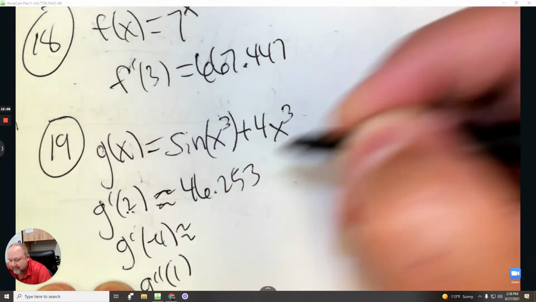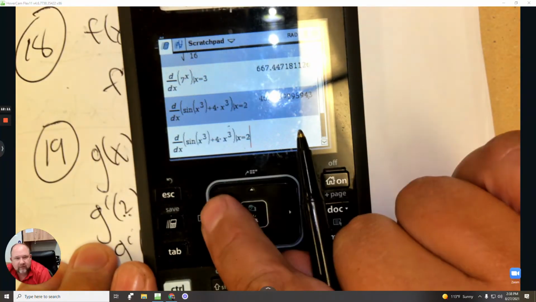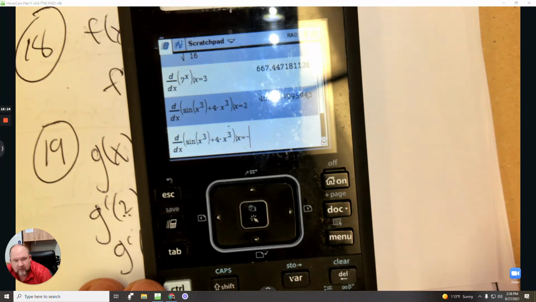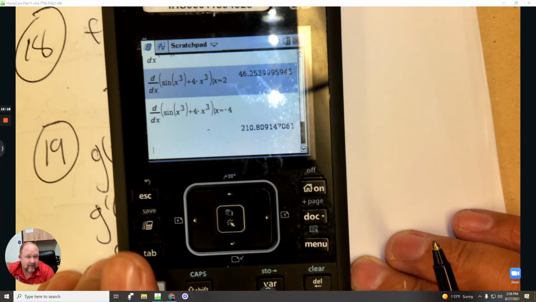The next one is at negative 4. Now we already did all of that, so all I need to do is highlight over and then change it from 2 to negative 4. It's 210.809.